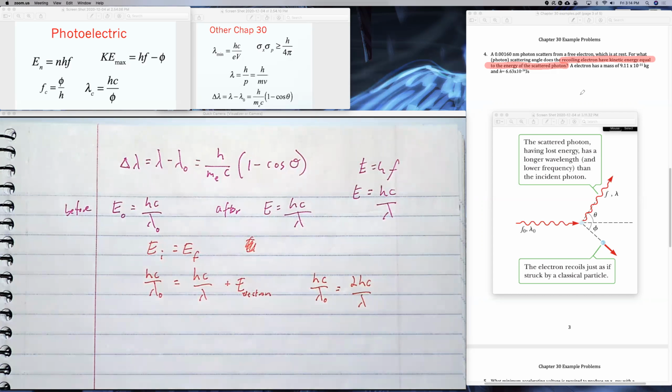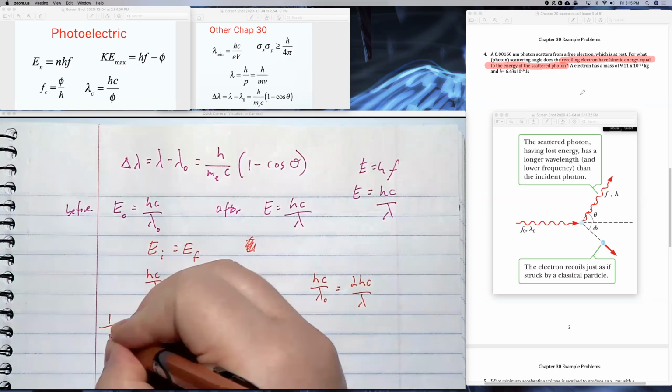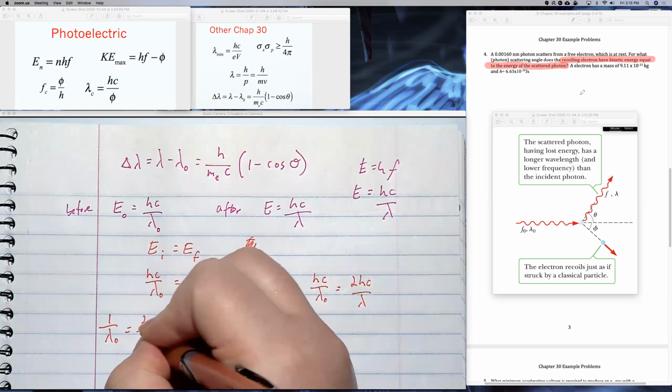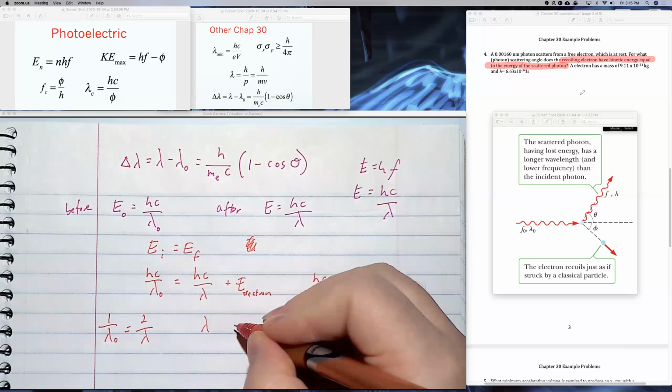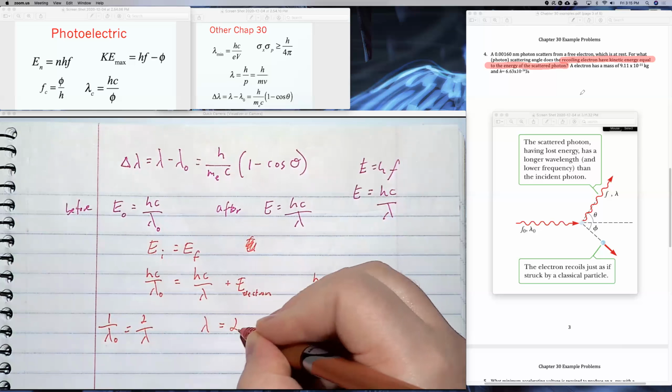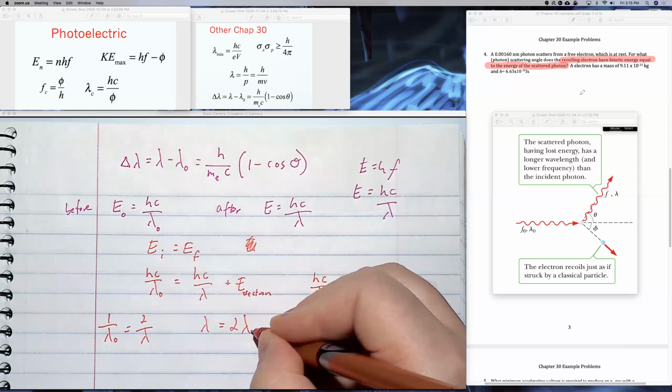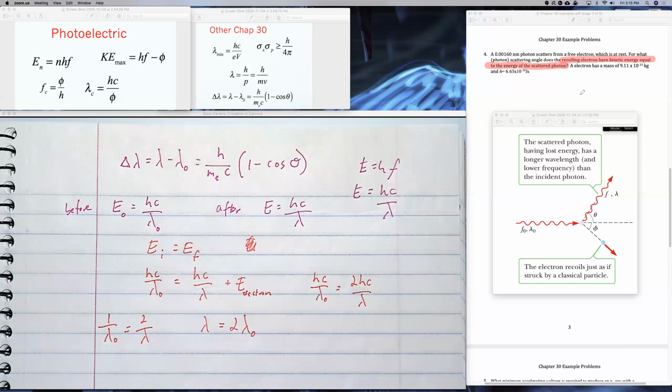Now I'm going to take this new equation I just got and divide both sides by hc. If I divide both sides by hc, I get 1 over lambda naught equals 2 over lambda. Cross multiplying, I'm going to multiply both sides by lambda, then multiply both sides by lambda naught. I get lambda equals 2 lambda naught.